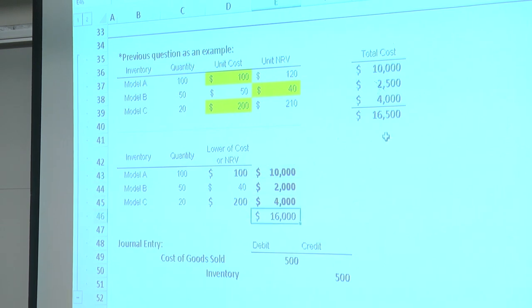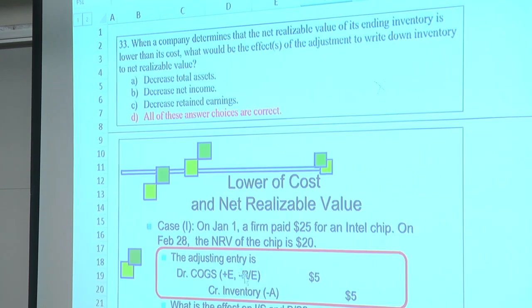So you could see that our previous inventory, which was valued at 16,500, has now been reduced to 16,000. And you could see that $500 difference is driven entirely by Model B, which is the only one that we needed an adjustment for. So we went from $50 to $40. That's a $10 decrease for 50 units, and that's why the difference here is $500. 50 units times a $10 decrease. So the $500 difference now will be debited to cost of goods sold and credited to inventory, just like the journal entry stated here.